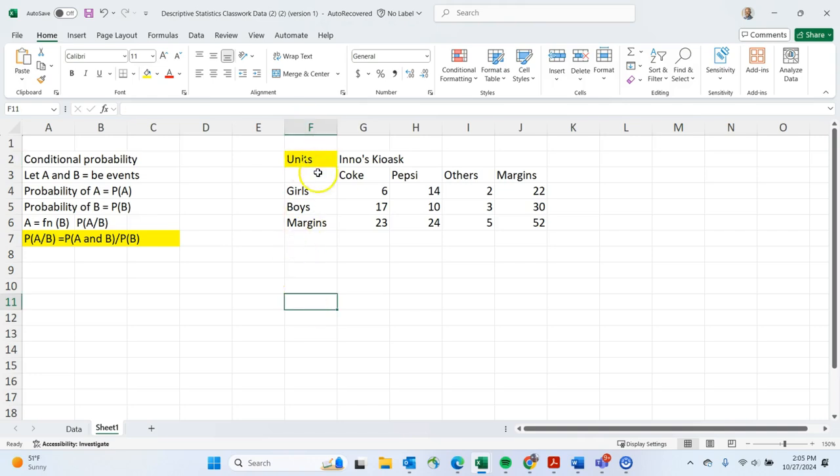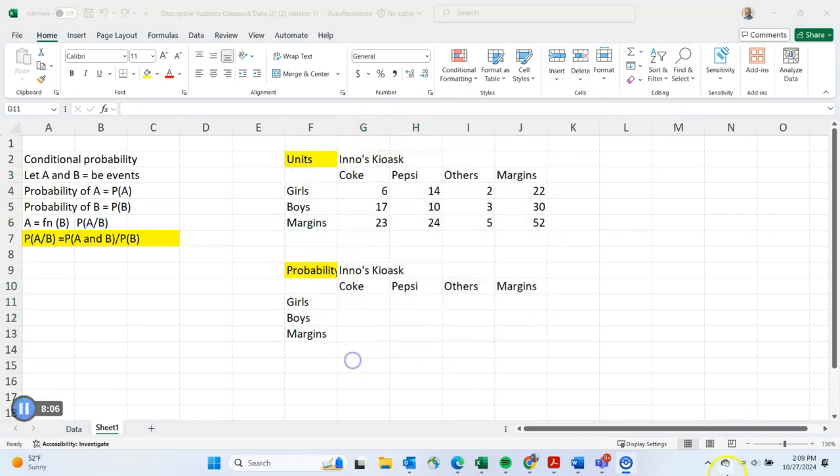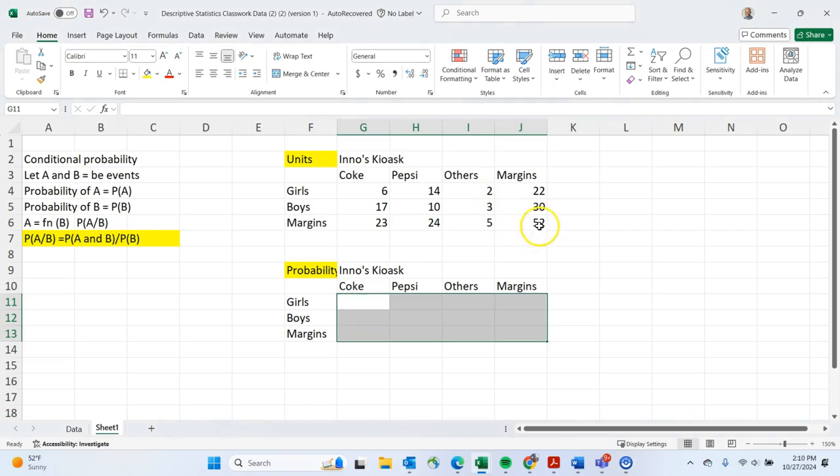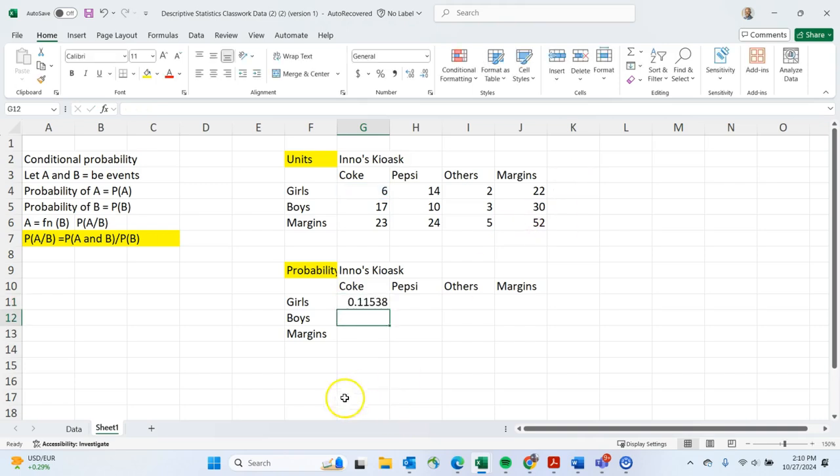So we can transform this to probability. Let me copy and just paste here. We're going to express these values as probability. Here we have 52, and so we will take 6 out of 52, out of the total. I'm going to put an equal sign, click on 6, divide by the total, which is 52, and therefore we get this probability.